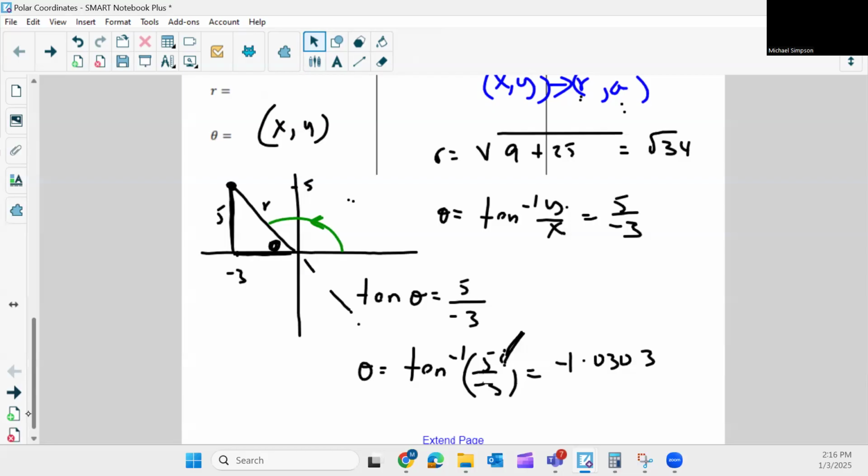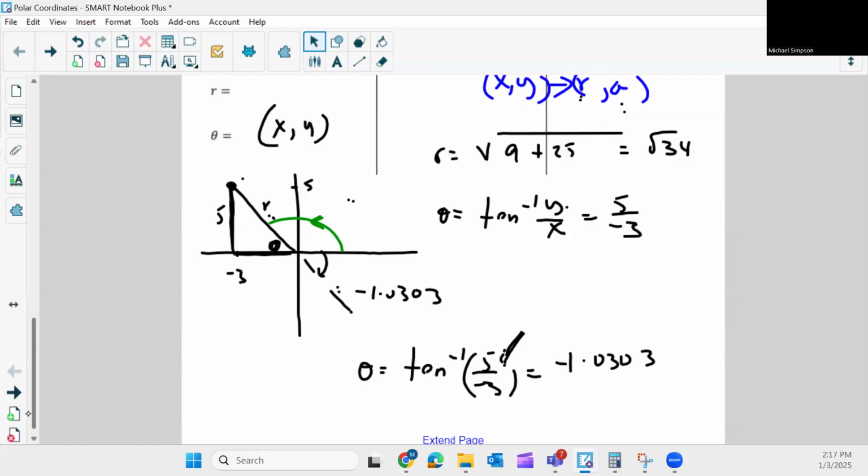So this angle now is in the fourth quadrant. Negative. I'm going to erase this for a second. This angle right here is in the fourth quadrant, and I'm going to guesstimate this, so this is negative 1.0303. But that's not the angle I want. The angle I want is in the second quadrant. And if you notice now, they are directly opposite each other.